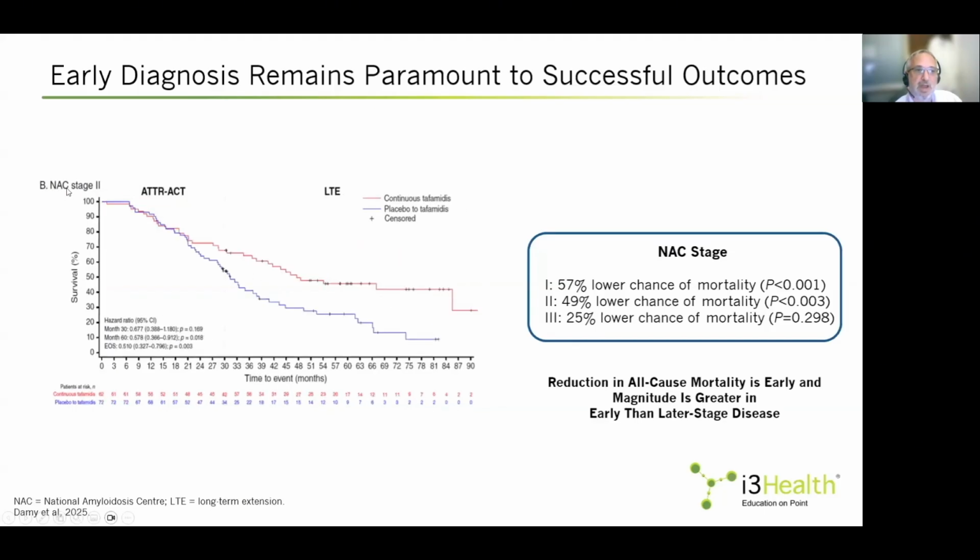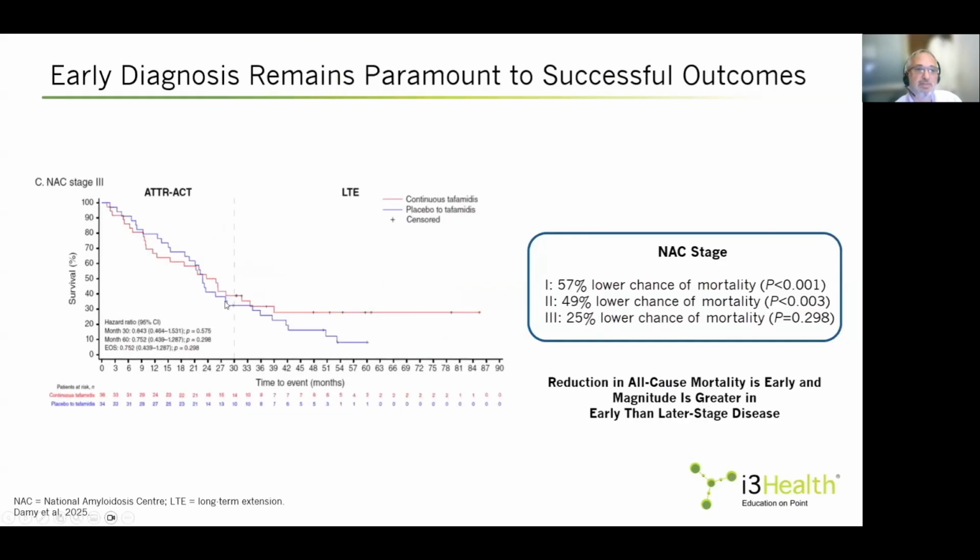These are the curves for NAC stage 2 patients, a mortality benefit, but it took longer to accrue. 49%. And these were the NAC stage 3 patients, which took even longer for the curves to separate. And again, much lower chance of a mortality benefit. So I would say earlier institution of therapy, all therapies, Tafamidis, Acoramidis, and Vutrisiran, the better they work.